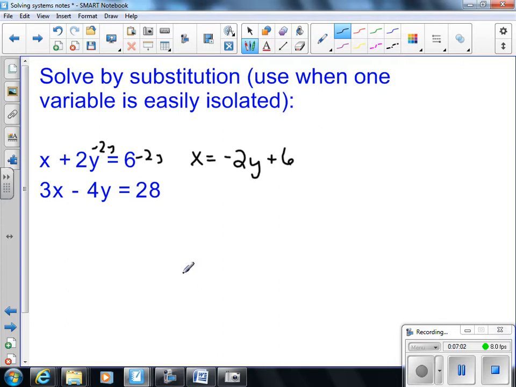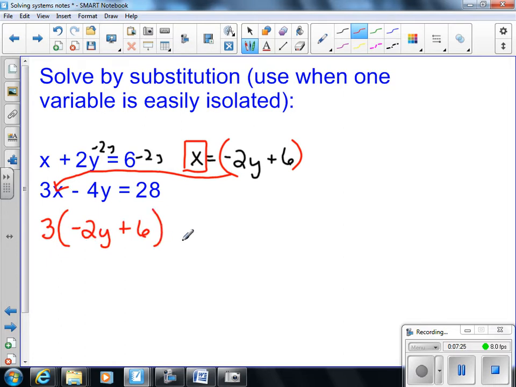Okay, then in the second one, who is going to come out of the game? X is coming out of the game. Just the x. So in place of x, what are you going to put? Right, and I need to put it in parentheses. So I'm going to have 3 times a negative 2y plus 6 minus 4y equals 28. Everybody else stays the same. Okay, you're just substituting in whoever it is that's going in for Mr. X.